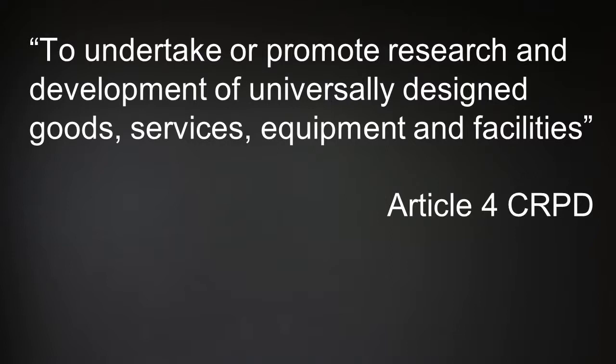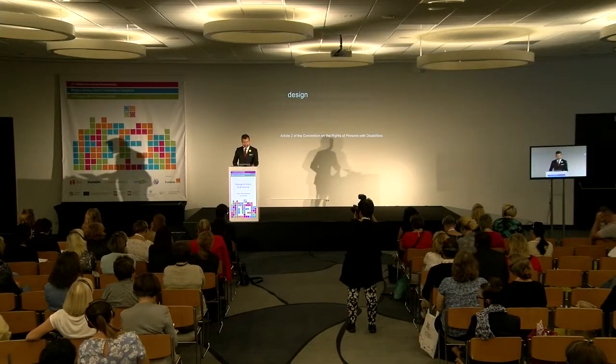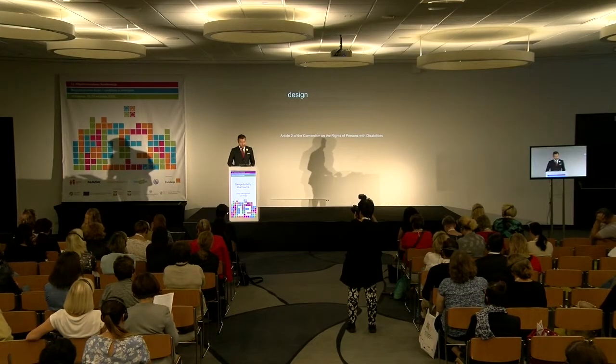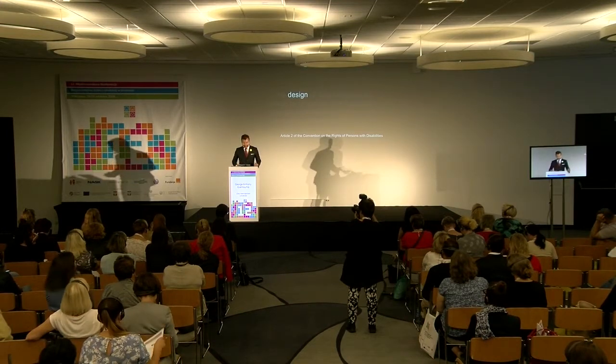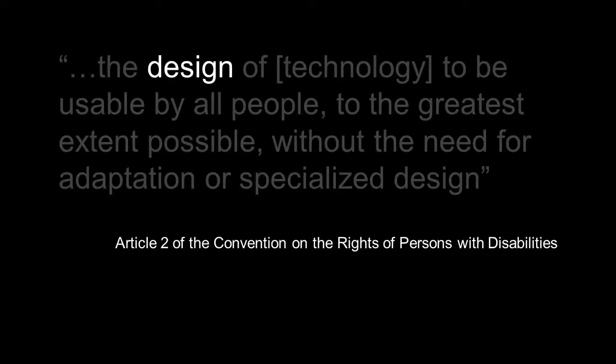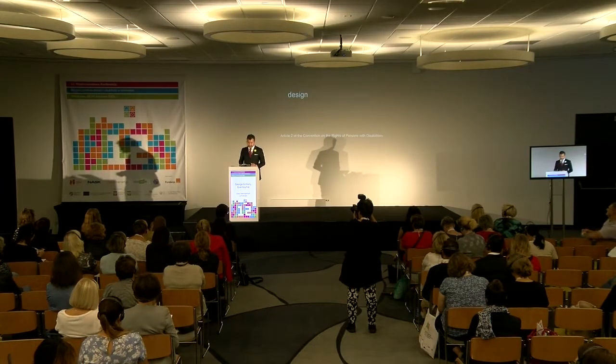Now, I mentioned there are three interesting terms in the definition of universal design. So let's unpack the first one, design. The UN chose the word design deliberately, and it chose it in a way that's kind of ambiguous. It's hard to understand whether they mean design as a process, as a procedure by which we create technology, or design as an output, as the way the technology is constructed and the way that it is used.